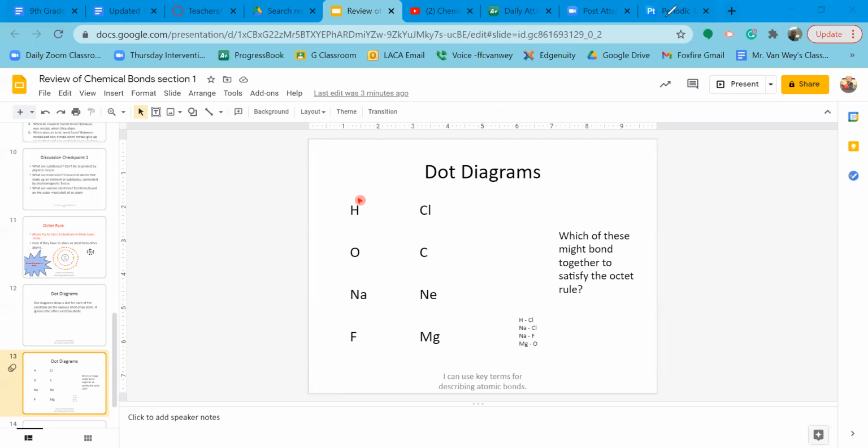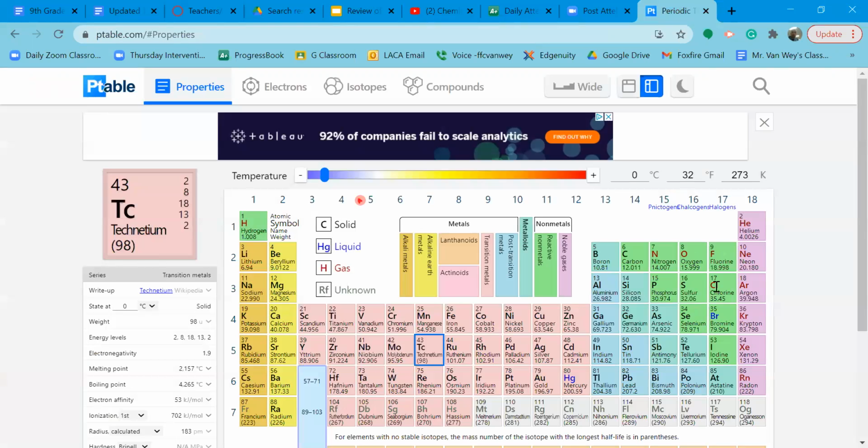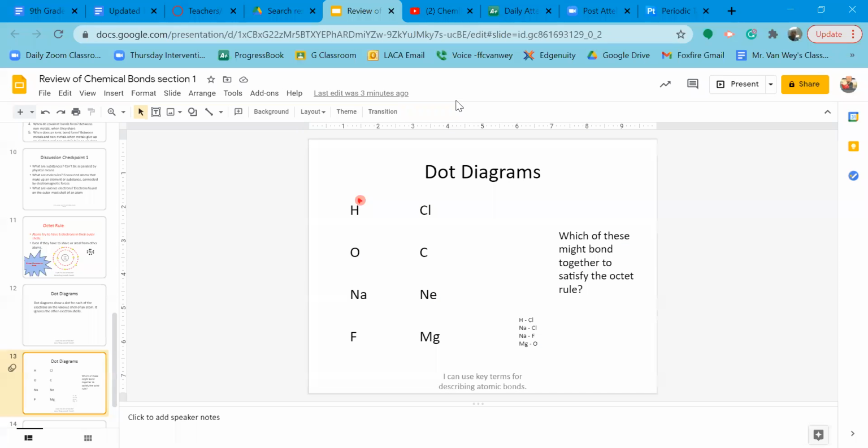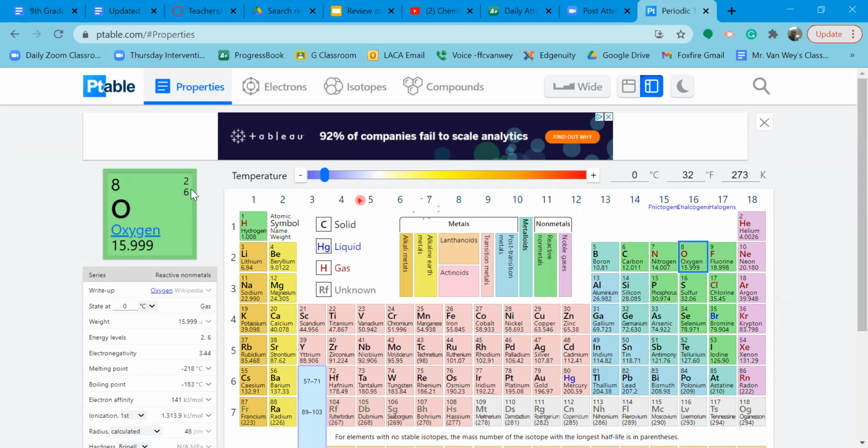Chlorine, look at the periodic table. Chlorine is going to have 1, 2, 3, 4, 5, 6, 7 electrons on its outer shell. Oh, look, it tells me that right here. So for chlorine, if we were to draw a dot diagram, we would draw 1, 2, 3, 4, 5, 6, and 7. Okay. So once we draw our dot diagram, oxygen is going to have 6. I can prove that. It's right here on the periodic table. Okay, 6. It's the 6th one from the left. 1, 2, 3, 4, 5, 6.